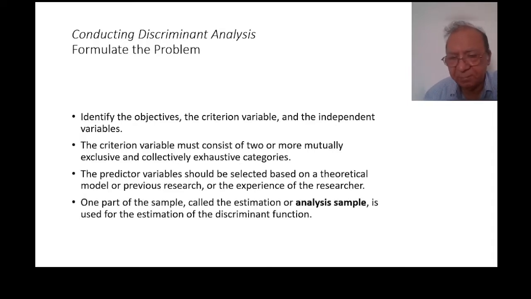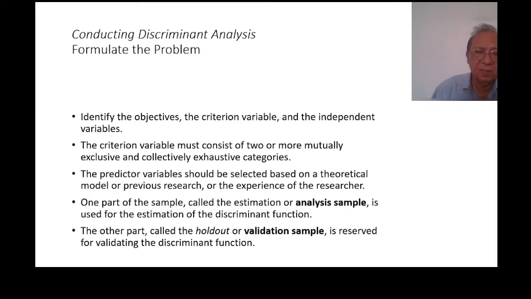One part of the sample, called the estimation or the analysis sample, is used for estimation of the discriminant function. The other part, called the holdout or validation sample, is reserved for validating the discriminant function.